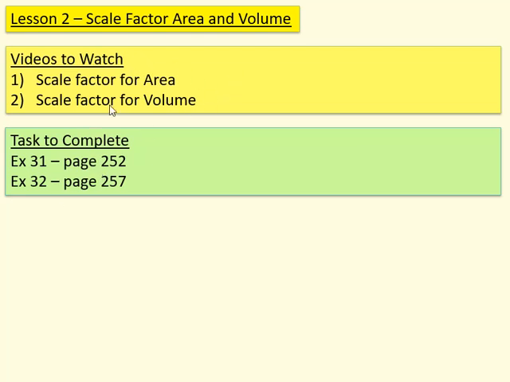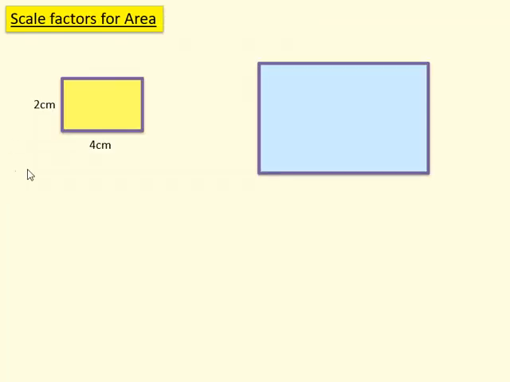Okay, so let's look at what happens to the area of a shape if you scale it up. Let's look at this example here. I've got these two rectangles which are similar. So this side's 2 centimeters, this side's 4 centimeters. And what I'm going to do is multiply all the lengths by 3. So actually, let me write that here. All the lengths are going to be multiplied by 3.